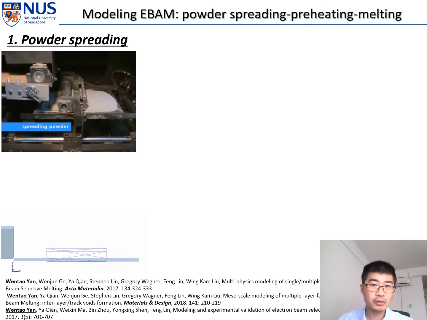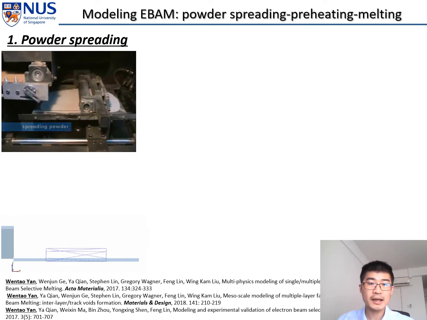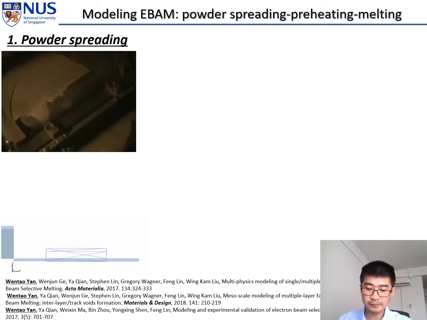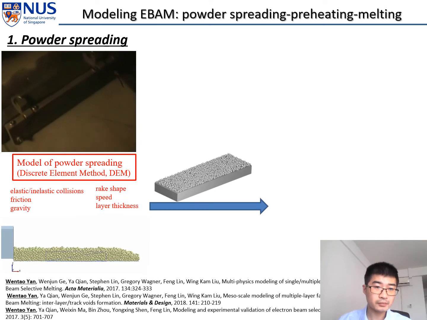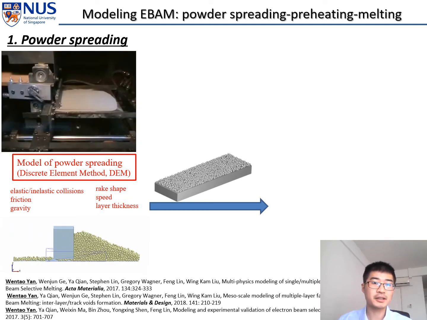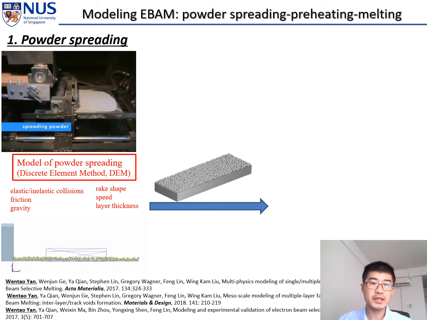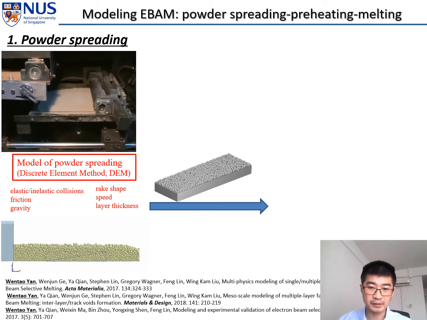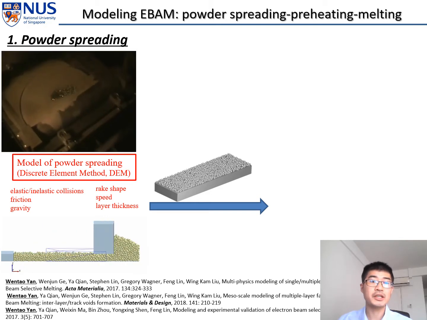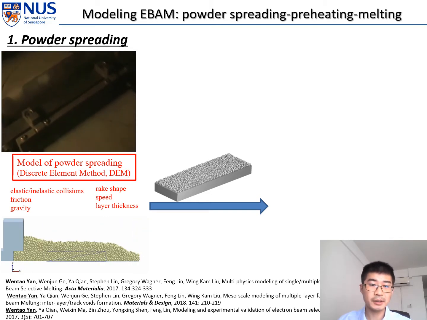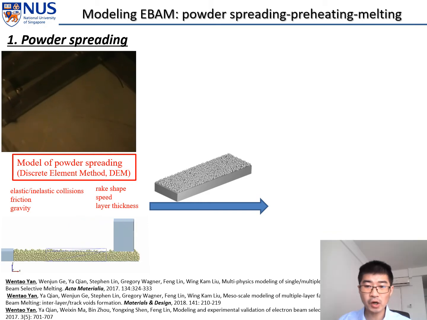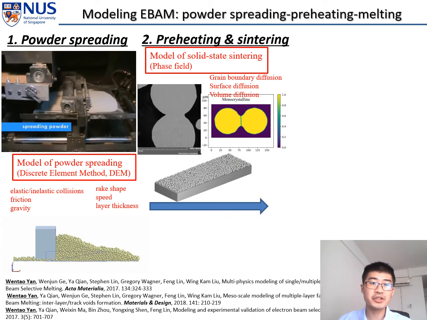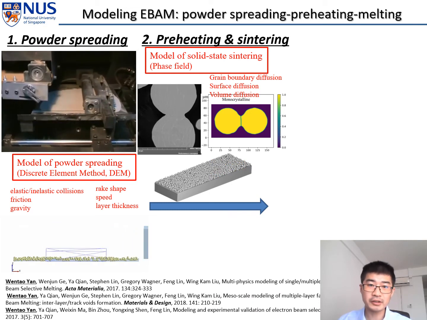So actually, we know electron beam additive manufacturing has three major procedures. The first procedure is powder spreading. We build a model for powder spreading using the discrete element method, where we include elastic and inelastic collisions, frictions, and gravities. Moreover, we also incorporate the rig shape, spreading speed, and layer thickness, as well as the powder size distribution.